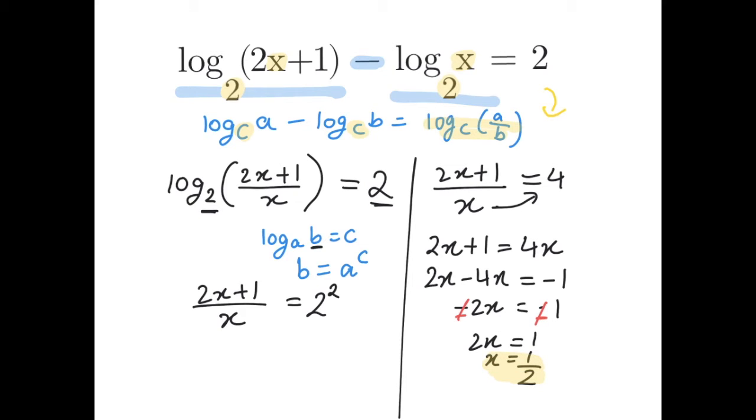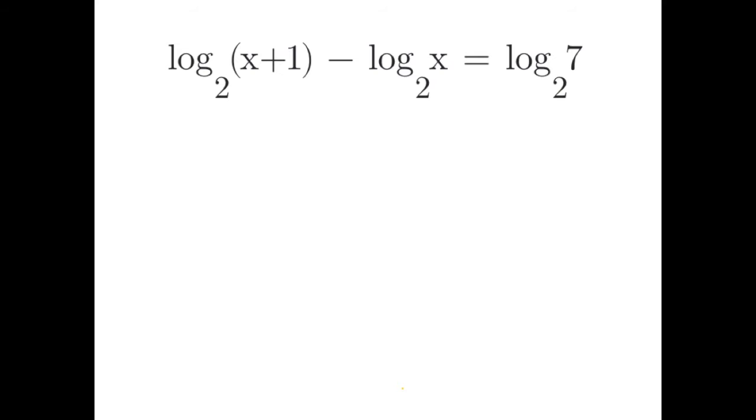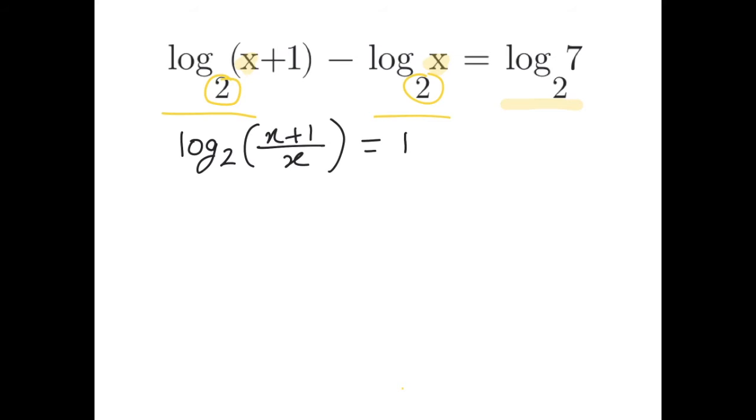Let's try a problem similar to this one. In this, we're supposed to find the value of x again. But now, we have a third expression on this side. Let's keep in mind the rule we learned earlier, that if two expressions with the same base are in minus, then we can represent them in another way. We can take log 2 as common and write x plus 1 over x. And that will be equal to log 2 7.